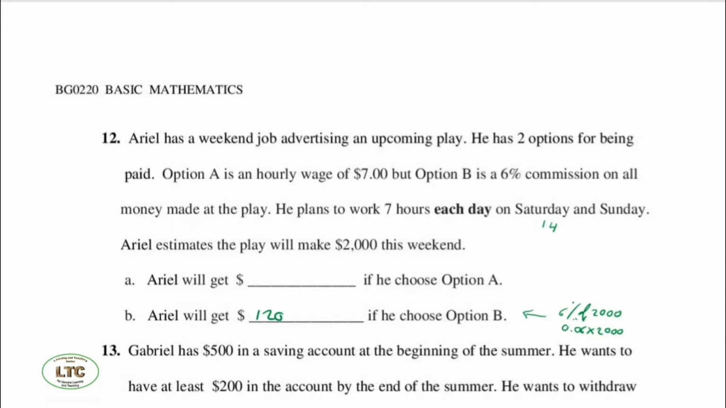Here 14 hours, each hour makes $7. 14 times 7, use calculator, $98.